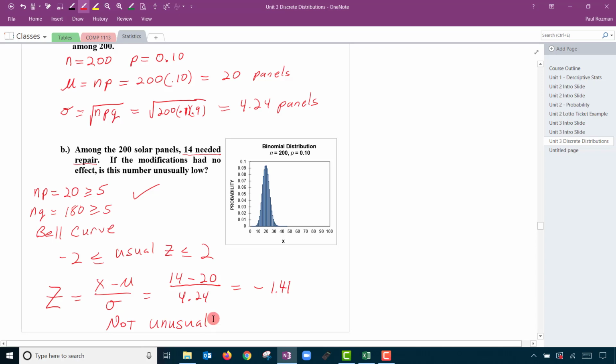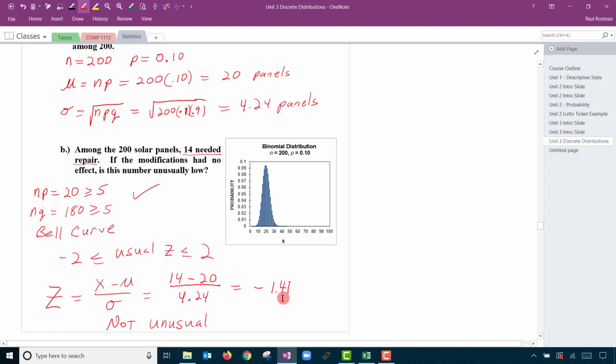Now, if it's not unusual, can we conclude that it was worth the expense of changing the design? I like that 14 is smaller than 20, but it's not enough smaller than 20 for me to feel good that I've made improvement. I don't necessarily have significant enough improvement to make a conclusion. It is the first time I've said the word significant.